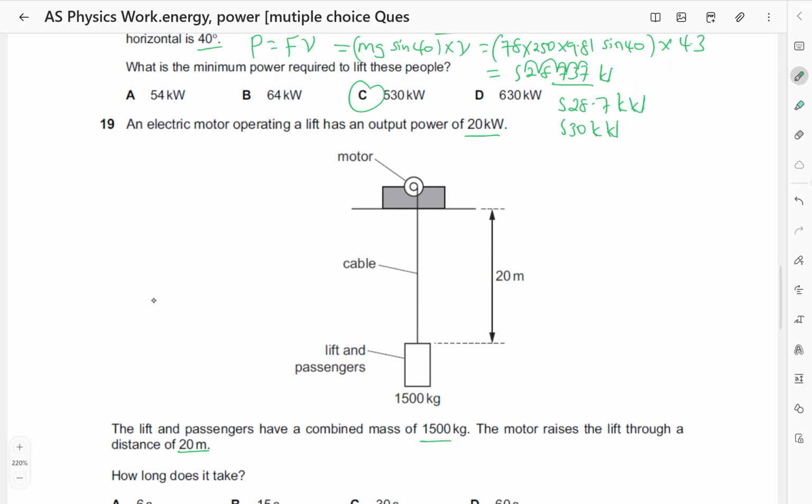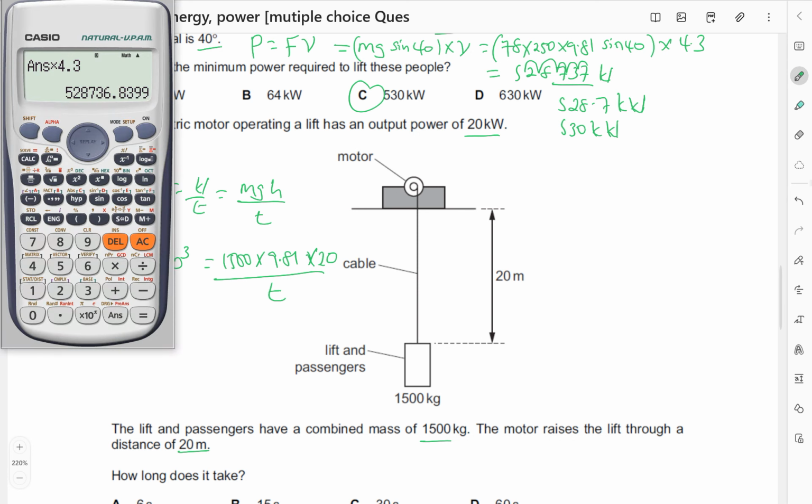So they have told us the power output is 20 kilowatts. And we know that power is equal to work done over time taken. And the work done will be equal to mg times h because it is doing work against gravity. Then this is going to be divided by time. So the power is given as 20 times 10 to the power 3. This is equal to m, which is 1,500, times g, which is 9.81, times h. H is 20 meters. Then divide by t.